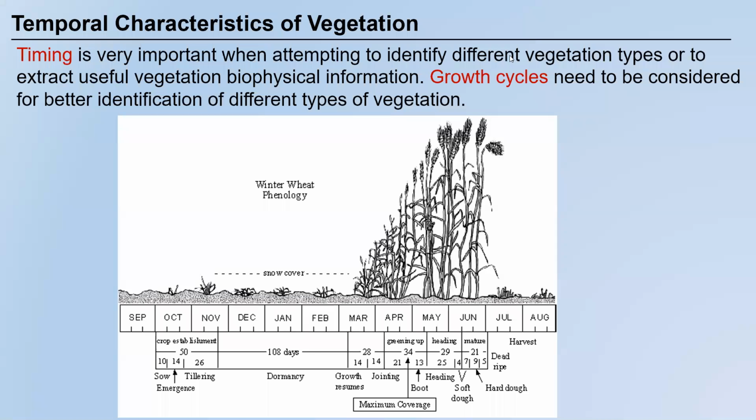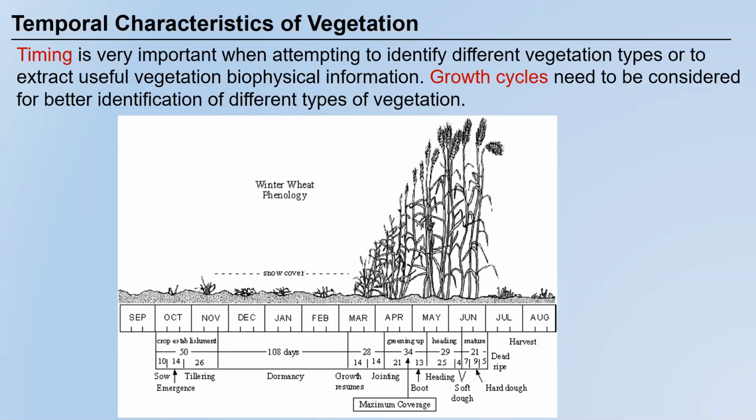Now let's talk about temporal characteristics of vegetation. Timing is very important when you're trying to identify different types of vegetation. Why is timing so important? Because different types of vegetation have different growth cycles. You need to know different characteristics in different months or different seasons.